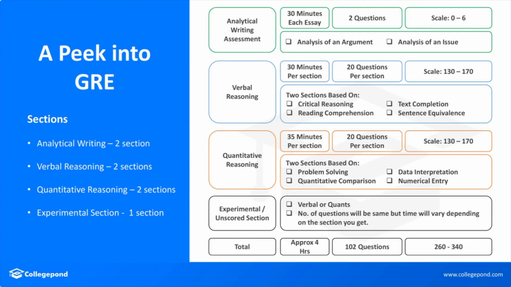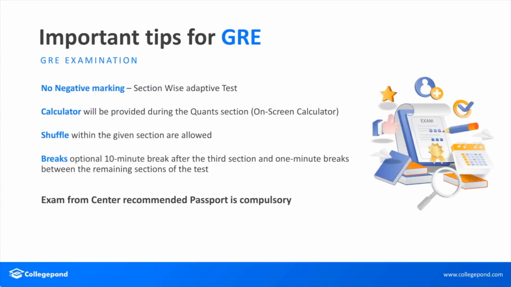The thing is, the experimental section can be anywhere. So you can get QV, QQV, VVV, QQ. So 3 verbal and 2 quants, or 3 quants and 2 verbal. Whichever has 3 sections, one of those 3 would be your experimental section. So you assume as if you're doing everything properly and you proceed. No second guessing anything. It's a 4-hour exam. Make sure you can sit in one place for 4 hours.